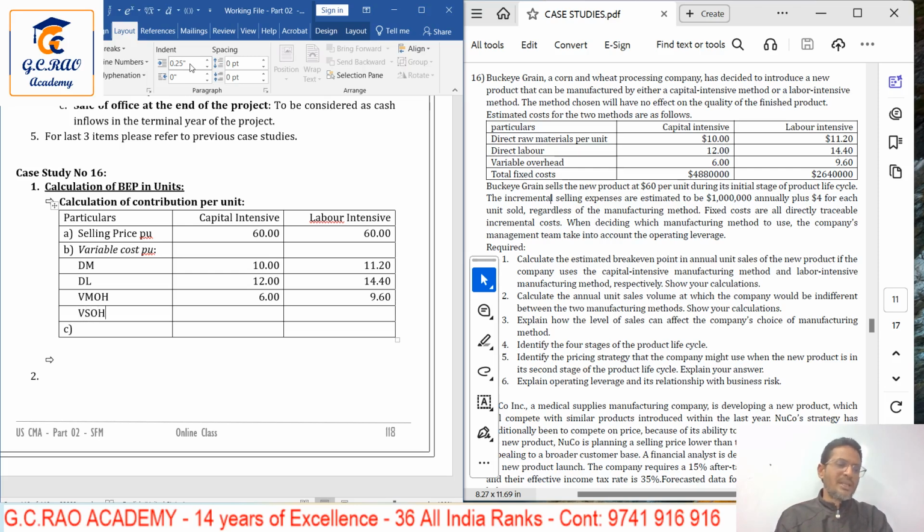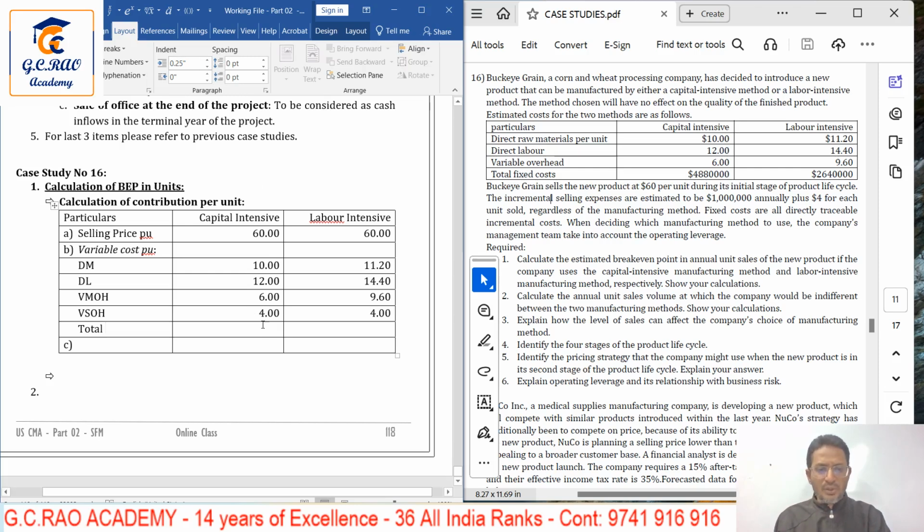Next one, variable sales overhead. Check out the below para: selling expenses 10 lakh annually plus 4 per unit. Therefore, is it fixed or variable? Variable. So in both the columns record 4. Next one, total. Calculate capital intensive: 10 plus 12 plus 6 plus 4. How much are you getting? 32. Labor intensive: 11.2, 14.4, 9.6 plus 4. How much? 39.20.